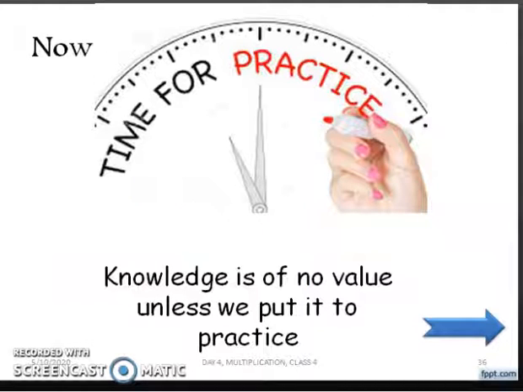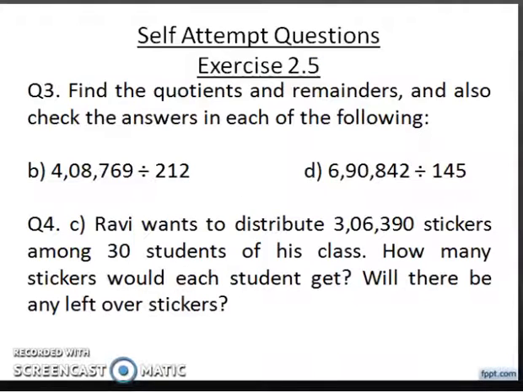So time for practice now. That means the self-attempt questions. Exercise 2.5. You can note the questions from here if you don't have a book. If you have a book, it will be more comfortable for you. So question number 3, you have to divide both and also check your answers. The C part, Ravi wants to distribute 3,06,390 stickers among 30 students. Simple division, total stickers, total number of students, stickers each student will get, and do it.